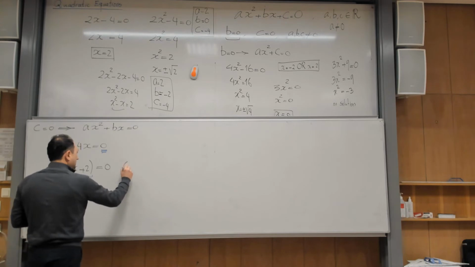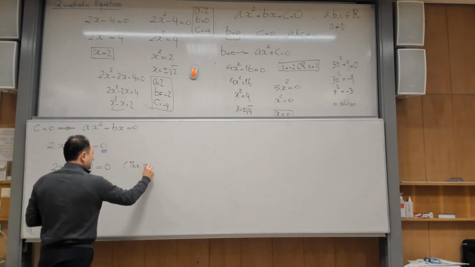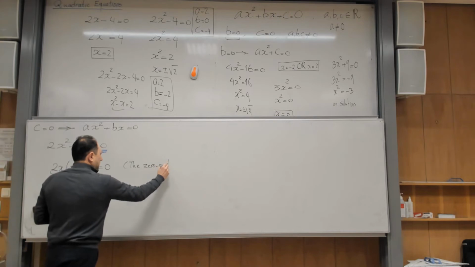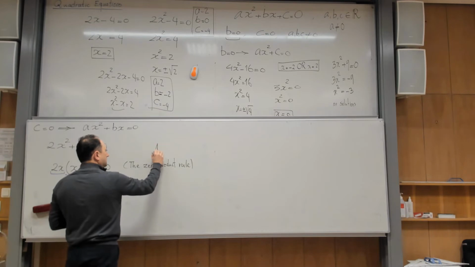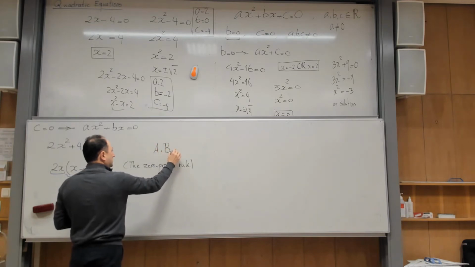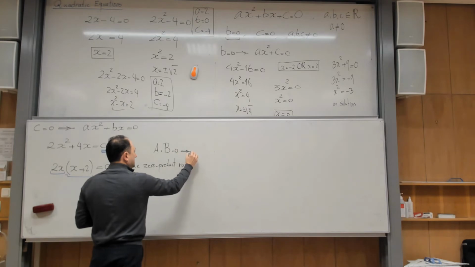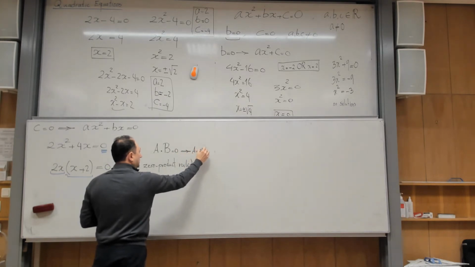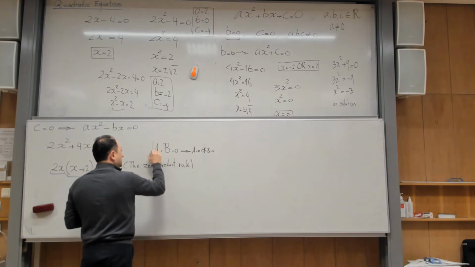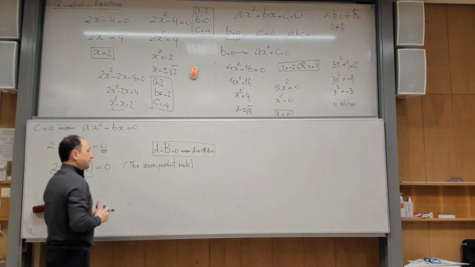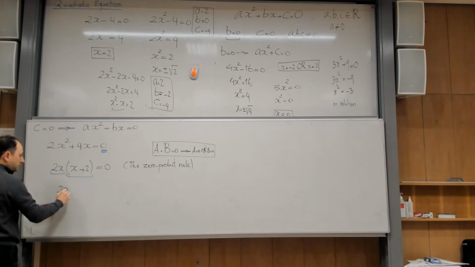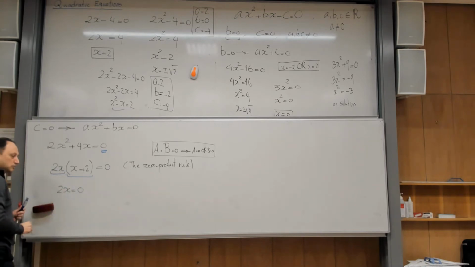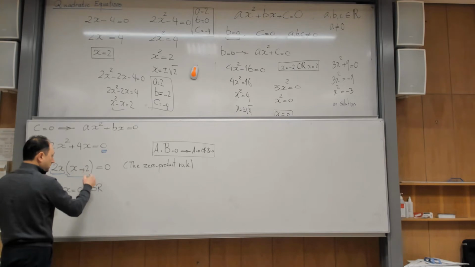Yes? The zero product rule. Yes? What does it mean? It means that A times B is 0. I am allowed to conclude that A is 0 or B is 0. This is called the zero product rule. Yes? So now, this is playing the role of A, this is playing the role of B, the product is 0. So this means that either the first number is 0 or the second number is 0.